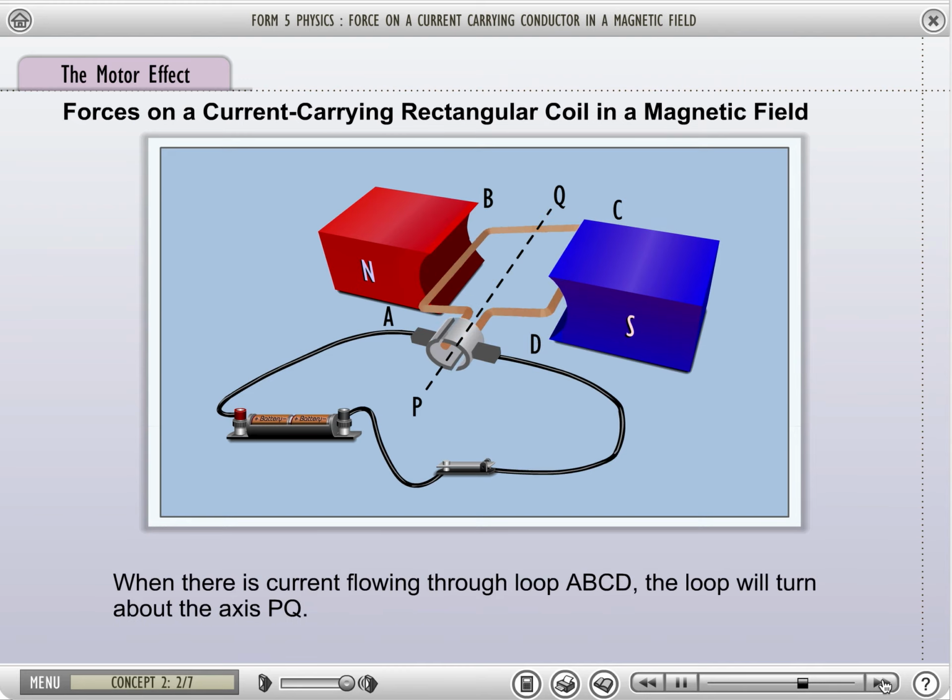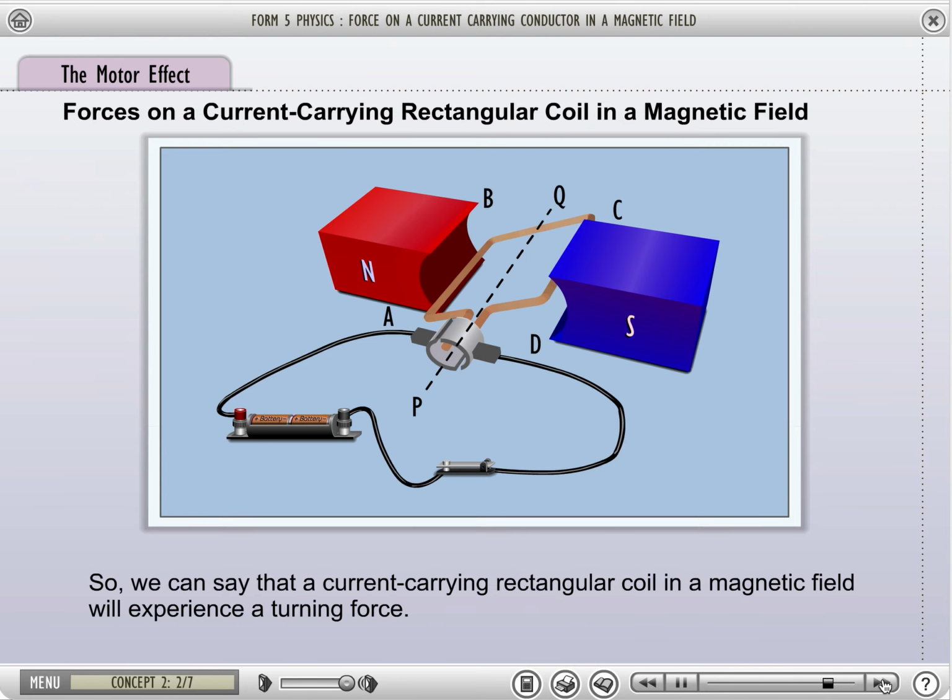When there is current flowing through the loop, ABCD, the loop will turn about the axis PQ. So we can say that a current-carrying rectangular coil in a magnetic field will experience a turning force.